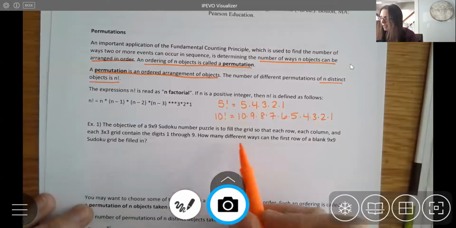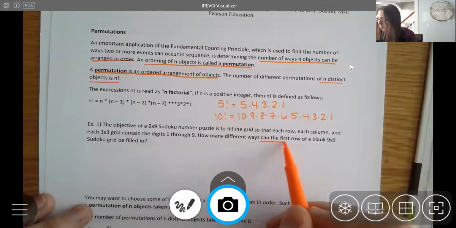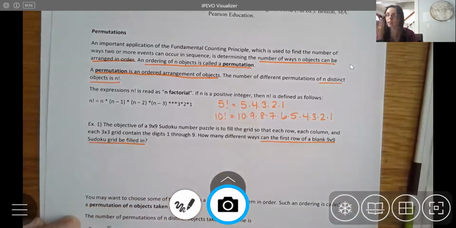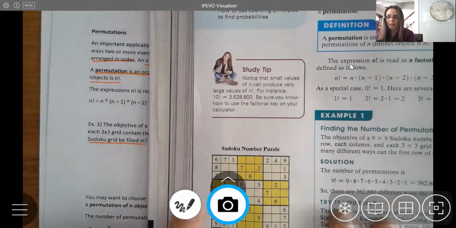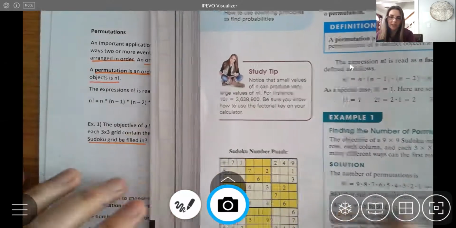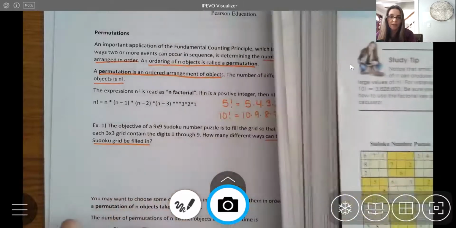So we want to know how many different ways can the first row of a blank 9x9 Sudoku grid be filled in. So here we have some numbers filled in, so we're not talking about this. We're saying, let's say the whole row was blank. How can you arrange the different digits 1 through 9? How many options are there?